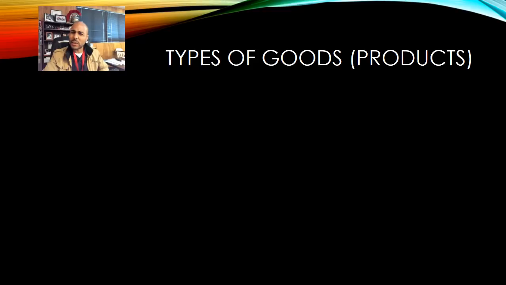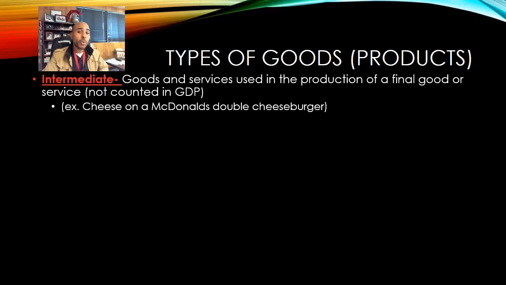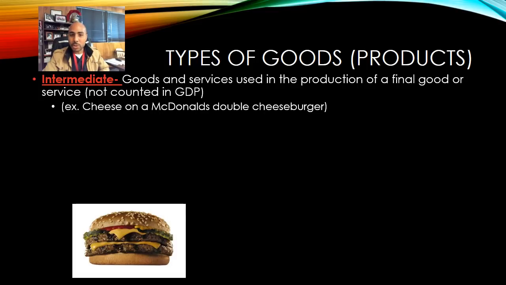So let's talk about the different types of goods that we would calculate into our GDP. For one thing, we don't calculate intermediate goods. Intermediate goods don't count because those are things that are used in the production of a final good or service. So the cheese that's on a McDonald's double cheeseburger.